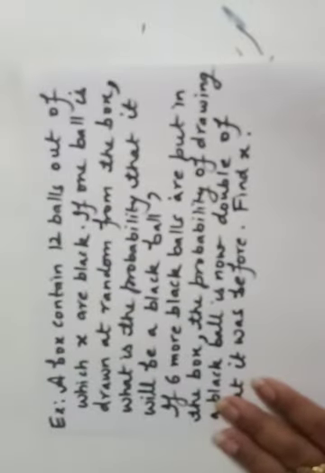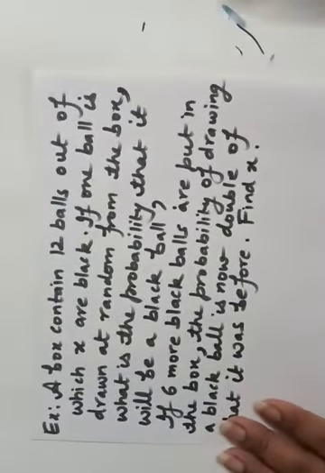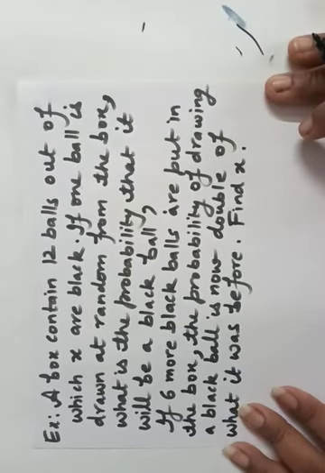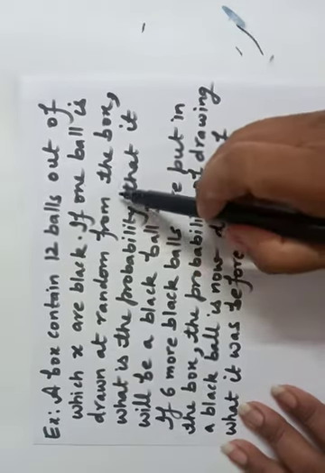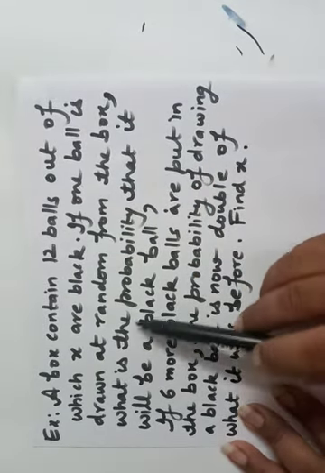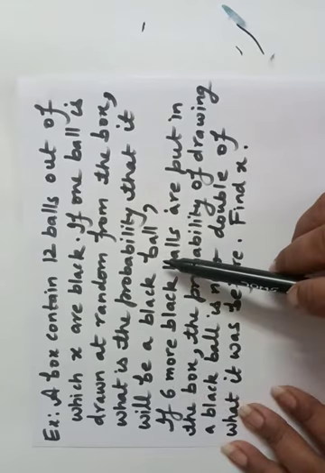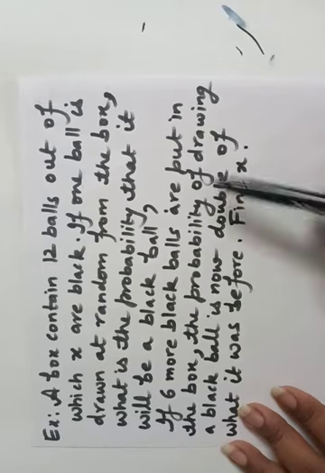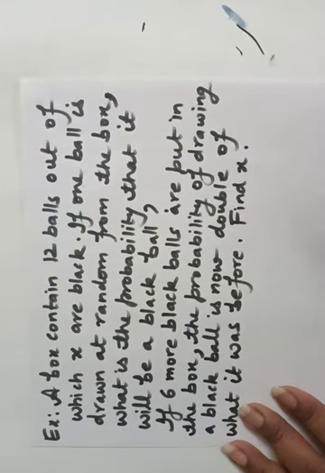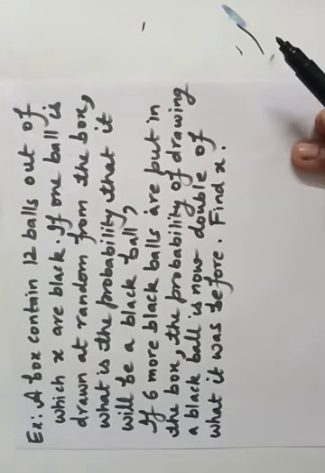Now let's take another example. A box contains 12 balls, out of which x are black. If one ball is drawn at random from the box, what is the probability that it will be a black ball? If 6 more black balls are put in the box, the probability of drawing a black ball is now double of what it was before. Find x.